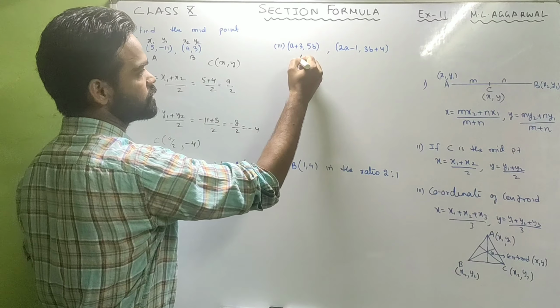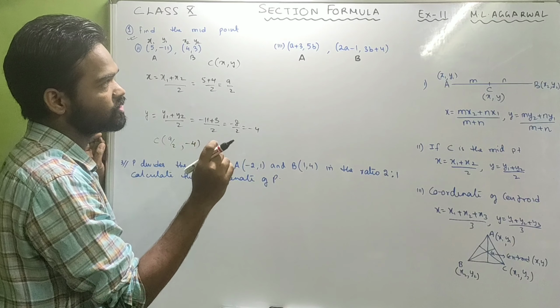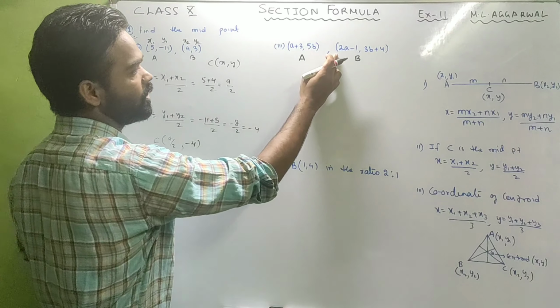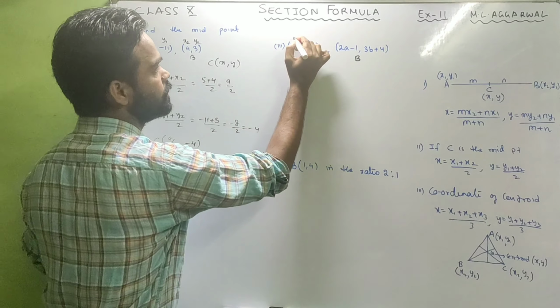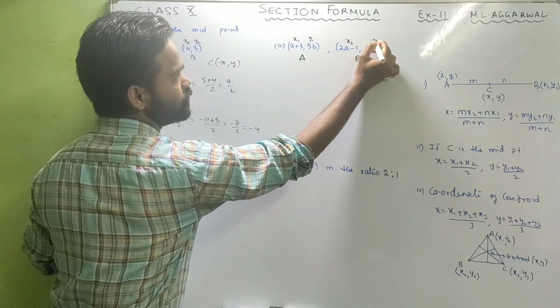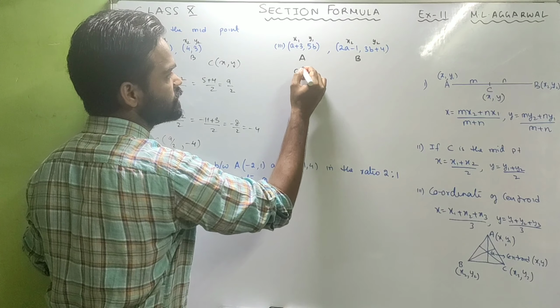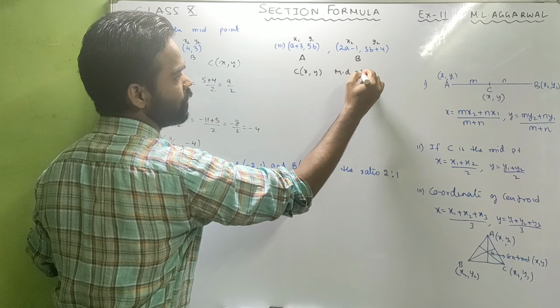Same. Suppose this is your point A, this is B. The point A is (a + 3, 5b) and the point B is (2a - 1, 3b + 4). So this is your x1, y1, x2, y2. Suppose C is your midpoint, (x, y). We have taken this as midpoint.